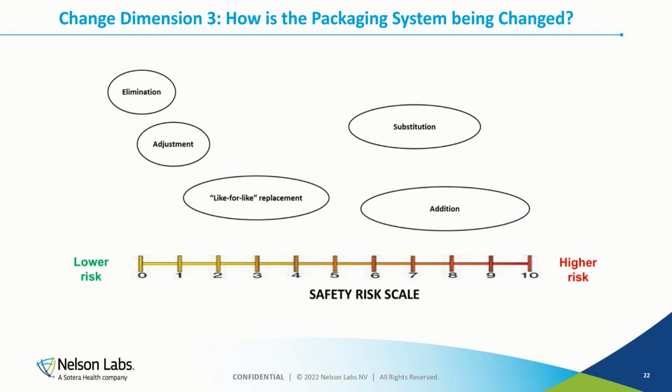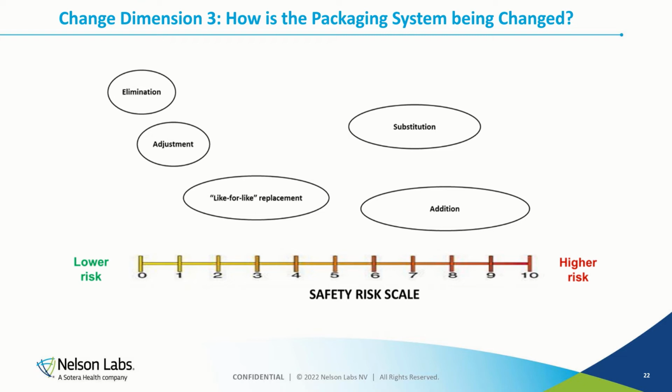Dimension number 3 is, how is the packaging system being changed? And there's a number of possibilities. Again, best case scenario, you're eliminating something from the packaging system. It used to be a 5-layered film. Now it's a 4-layered film. Obviously, if you take a layer out, any leachables associated with that layer are going away. So an elimination tends to be low risk.